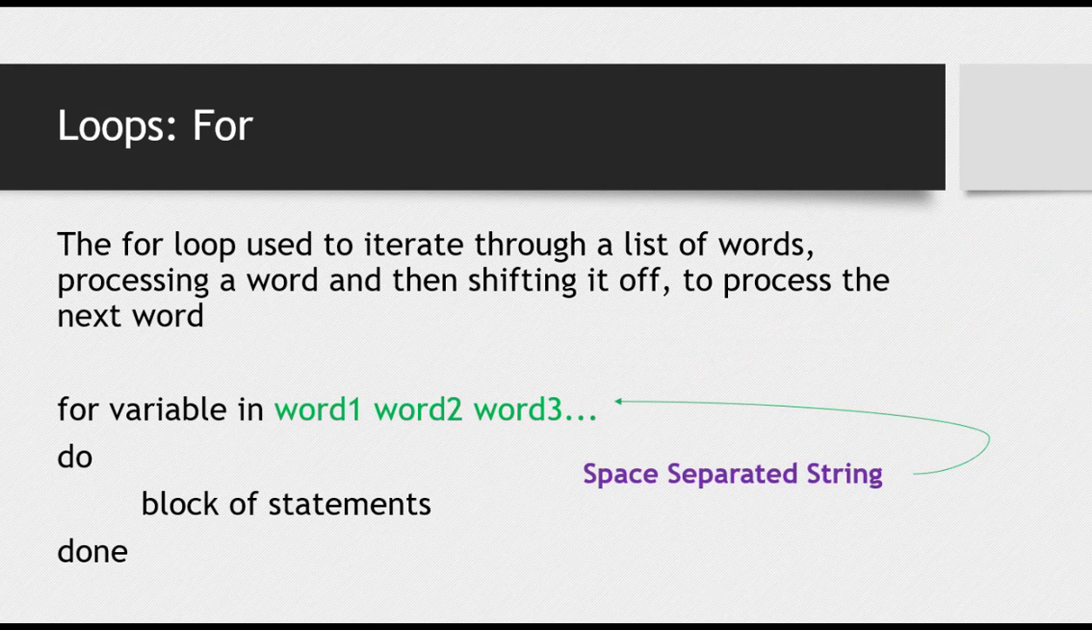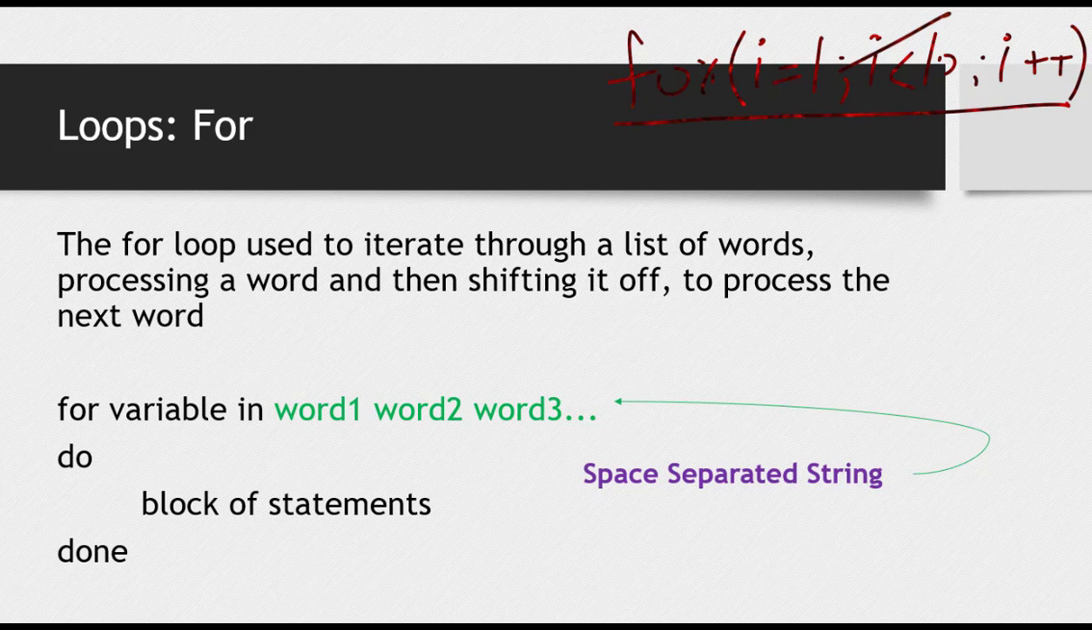Okay, so in the for loop, this is not the traditional for loop of C++. In C++, you are familiar with this loop: for, and then you write your starting point, and then less than something, and then increment. This is the traditional C++ loop. So here in shell scripting, we are not doing that. This for loop is similar.